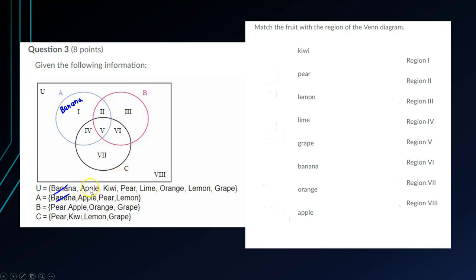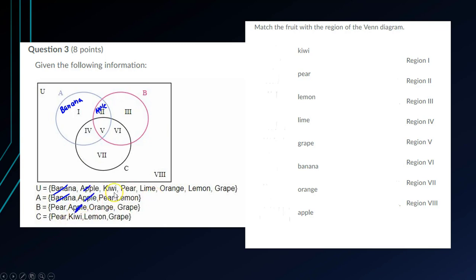Apples is the next one. Apple appears in the universal set, of course. It appears in set A, and it appears in set B. It does not appear in set C. So here's where A and B overlap each other, but here's where C is also overlapping. So I want to be in this overlapping region here, but I don't want to be in this region here. So that means that apples would end up being in this region right here, or region 2.